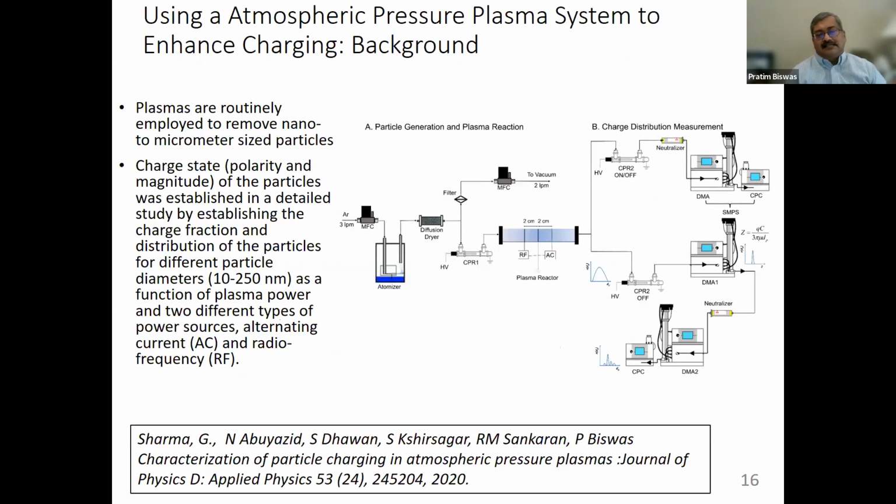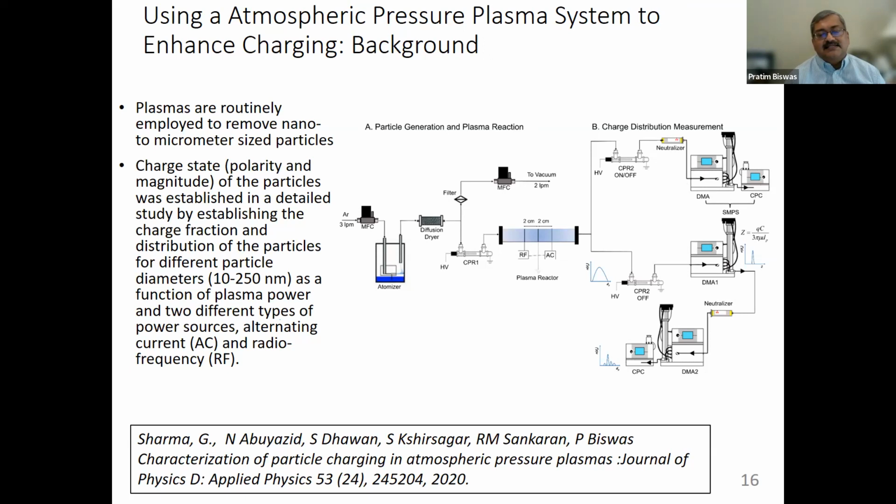So this is a study of atmospheric pressure plasma systems. The first thing is to just study the charging characteristics, right? So what is the charge state, which means both the polarity and the magnitude of particles that exit a plasma system. And in this case, it's an RF plasma, right? So it's an RF plasma using an AC voltage system. So there are different types of plasma.